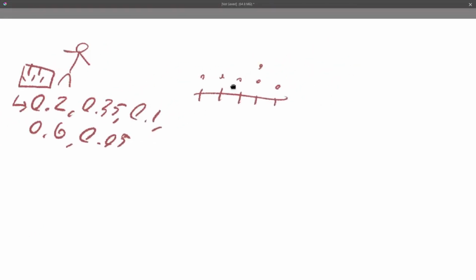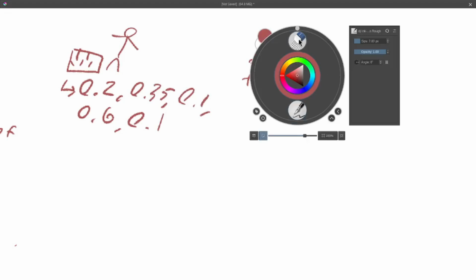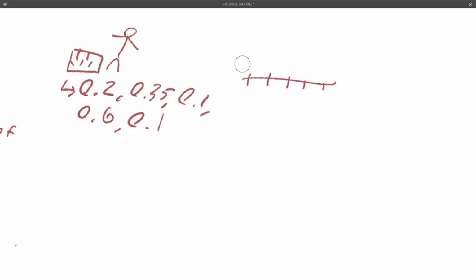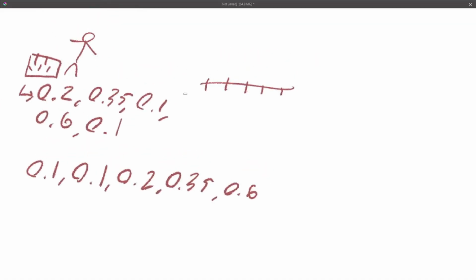So in this case, let's just pretend, use some imagination, this grass grew overnight. And we see we have some data here. Let's arrange it, because arranging is fun and good. 0.1, 0.1, 0.2, 0.35, and 0.6. Great, all this data. Let's put it on a plot. I will increment, so it's going to be 0.1 here, 0.2, 0.3, 0.4, 0.5, and we'll put 0.6.